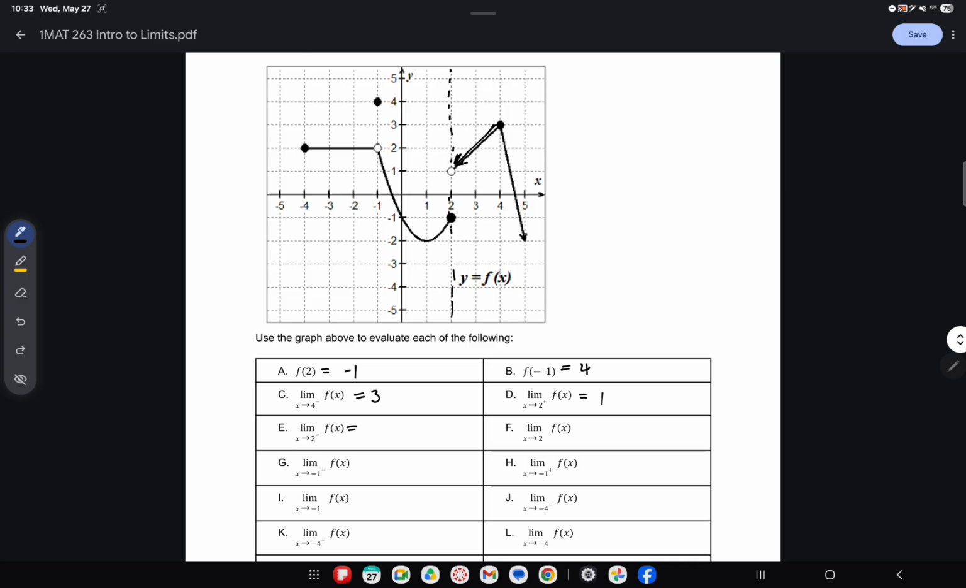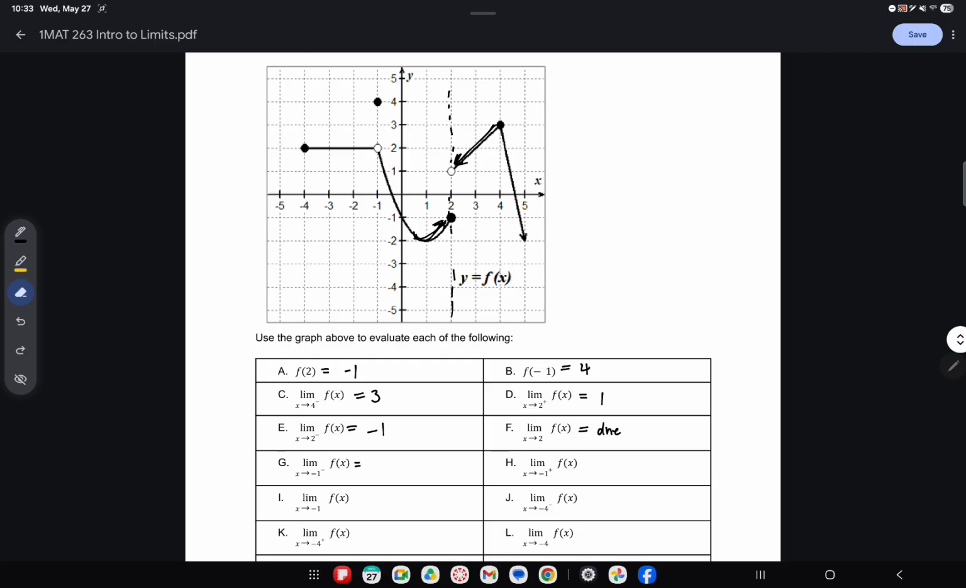Now we're going to do 2 from the left. So it's this side. So these y values are approaching -1. And so now it wants the general limit. So the limit as x approaches 2, just in general for the function. Well, remember, for the general one to exist, we have to have the left and the right match. So because we have 1 versus -1, those are not the same. So we would say does not exist, or DNE.